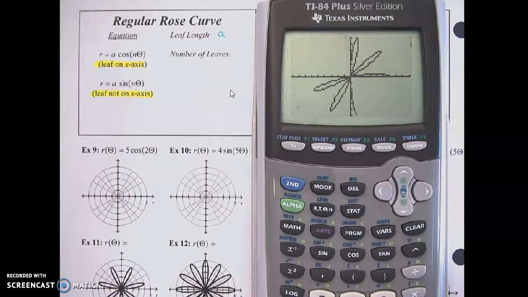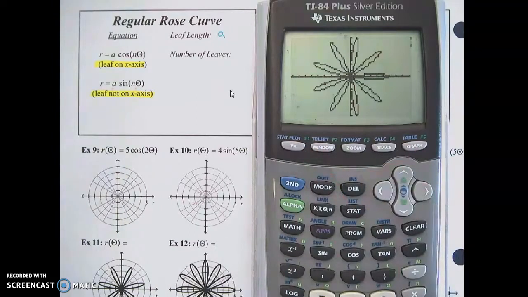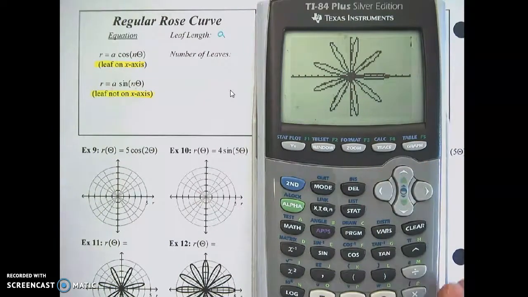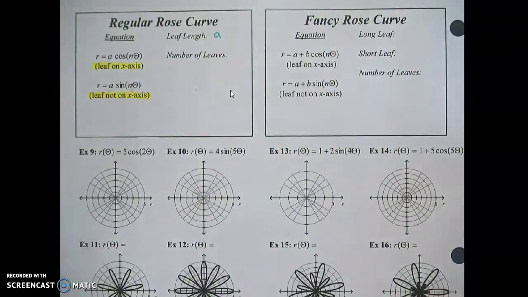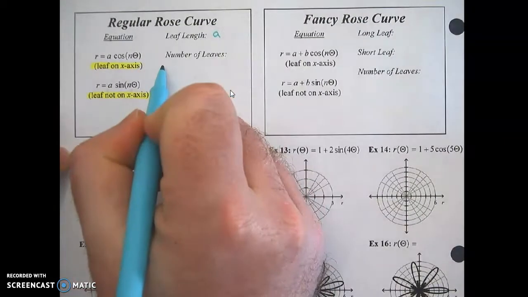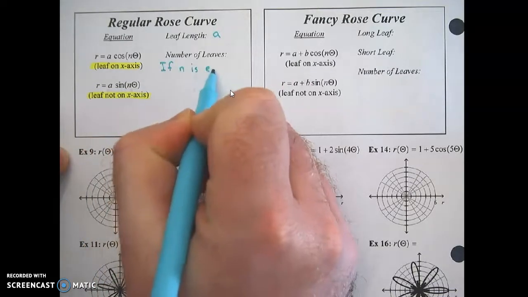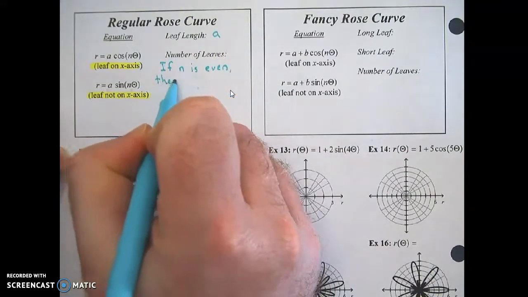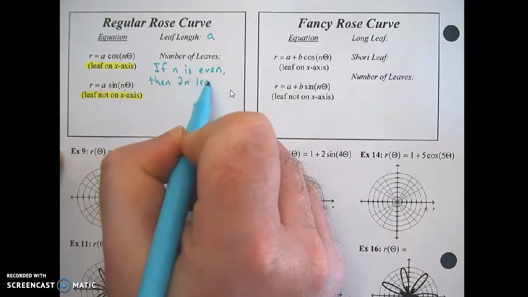All right, so what's this relationship with the number of leaves? So when n was 9, there were 9 leaves. When n was 8, there were 16 leaves. When 7 and so on. So you probably have already figured out the pattern, but let's actually put it down here. So if n is even, comma, then how many leaves are there? 2n leaves.